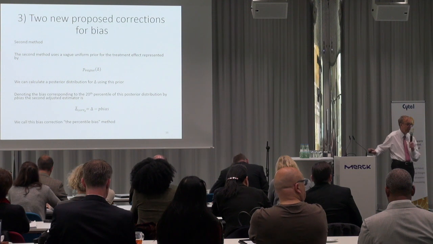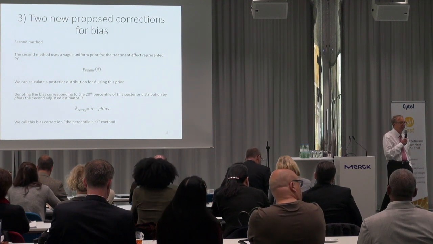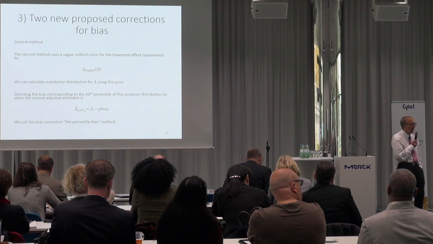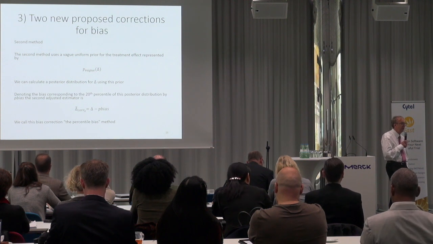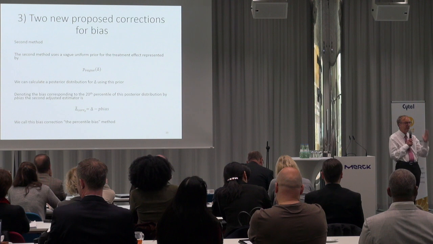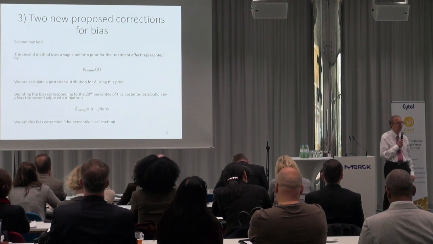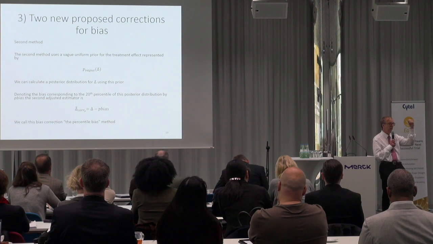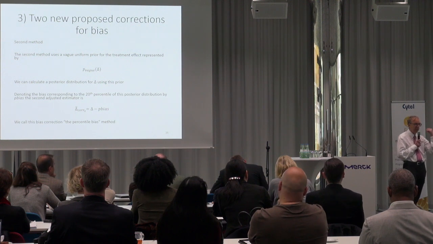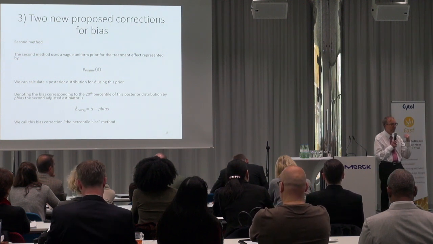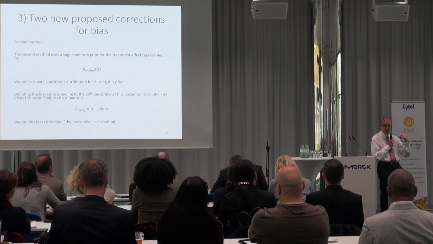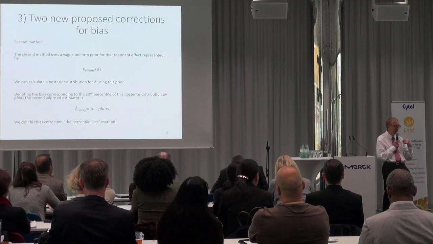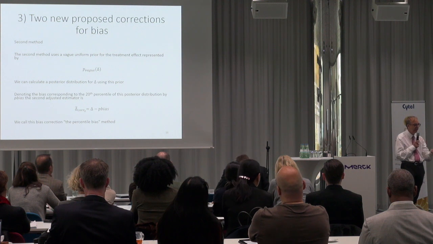A second approach might be to say, well, okay, suppose we had a vague prior for the true treatment effect, and we calculated a posterior distribution for the treatment effect using this vague prior, and then we're going to take, say, the 20th percentile point of that posterior distribution for the true treatment effect and pick up the bias that corresponds to that 20th percentile point of the posterior distribution for the true treatment effect. So what this is trying to do is be a little bit conservative because the bias will be bigger associated with the smaller treatment effect. So this will make a bigger adjustment than the A bias, subtracting average bias.